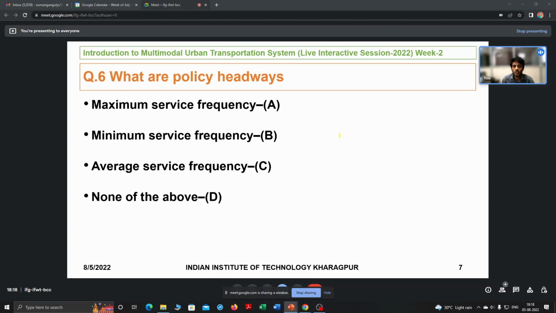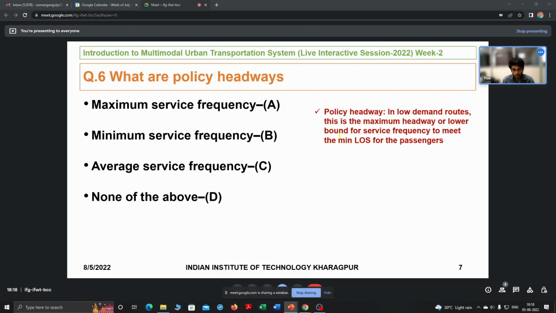So then what is policy headway? Suppose you have a route where the passenger demand is less, right? Like during the off-peak hour also, the passenger demands are usually less. In that case, the operator wants to give less service, or a lower frequency of buses, to that particular route because of the lower demand, because if the passengers are few then the revenue earned will be very less, right? But the policy headway is a kind of threshold where a minimum bound has been provided for the service frequency to meet the minimum LOS for passengers.